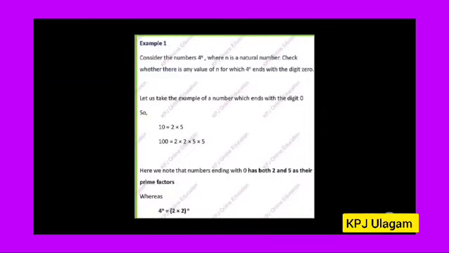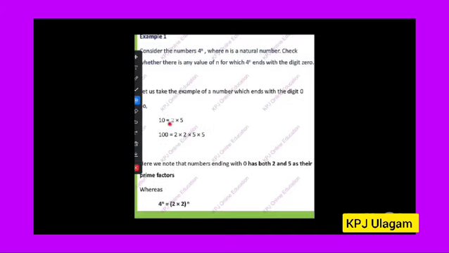So example 1, consider the number 4 power n where n is a natural number. Check whether there is any value of n for which 4 power n ends with the digit 0. So we have to find whether 4 power n ends with the digit 0. So let's take numbers which end with 0, for example 10 and 100.